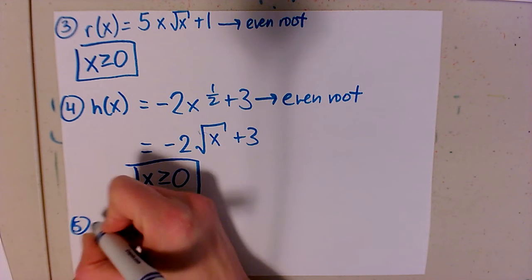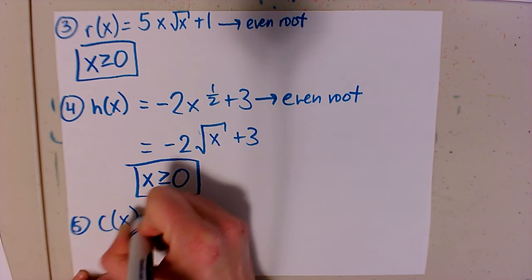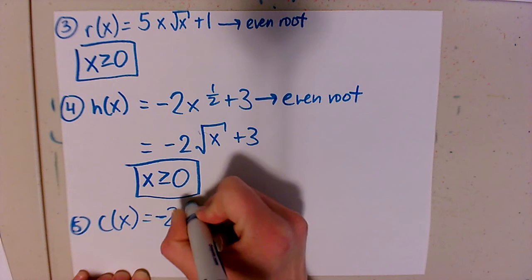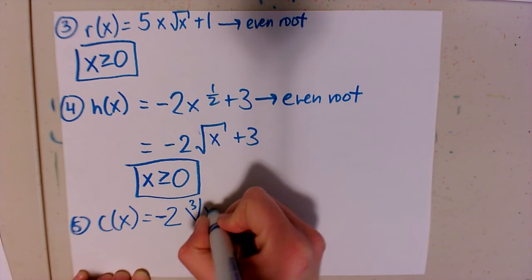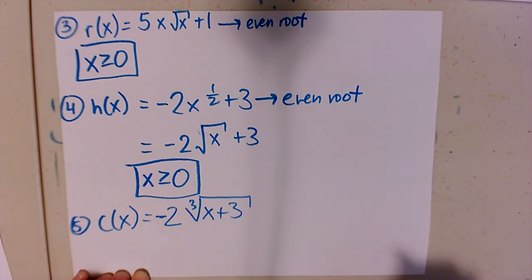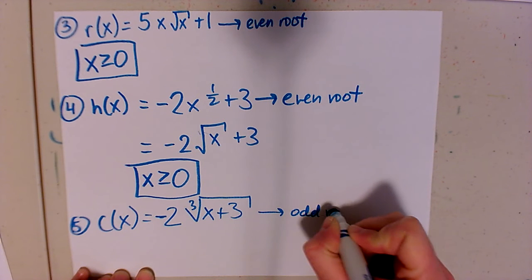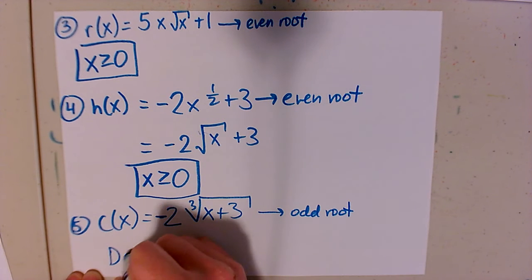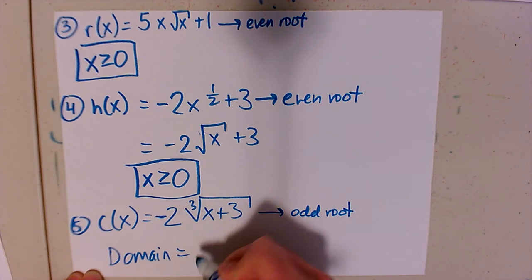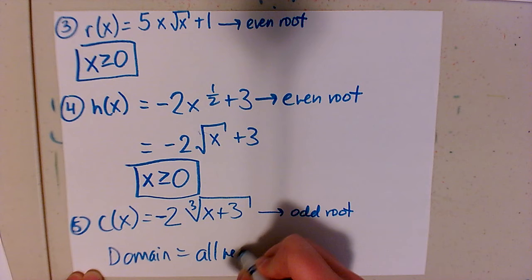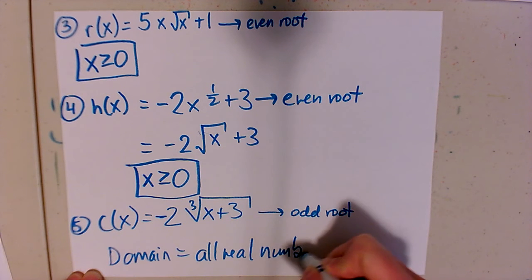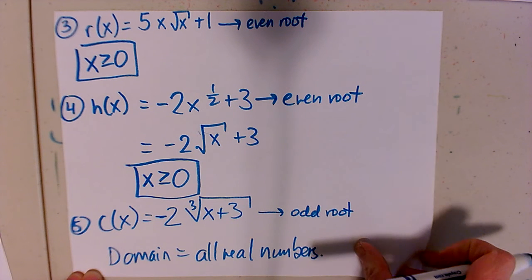For number 5, we have big C of x is negative 2 times the cube root of x plus 3. So we have a cube root, which is an odd root. So we don't have to do any work, and so we can say our domain is all real numbers. Alright, let's take a look at number 6.